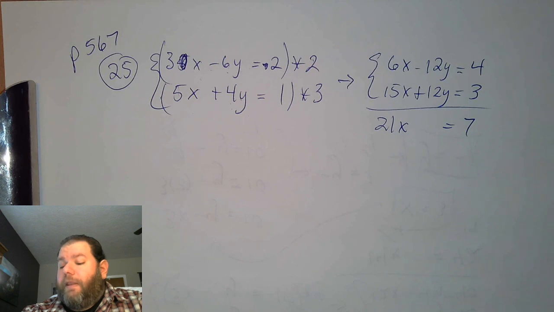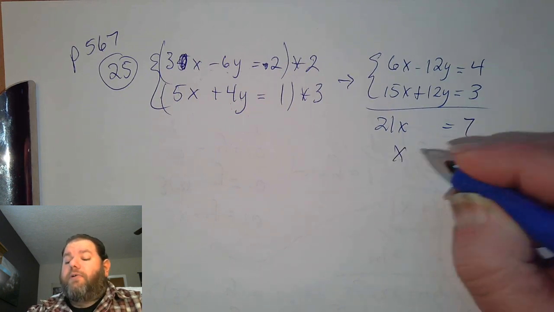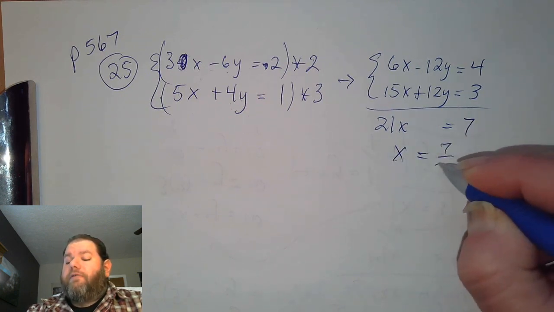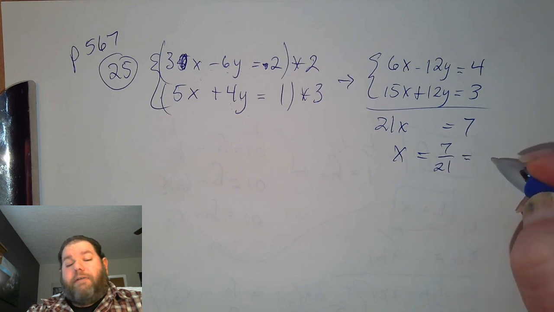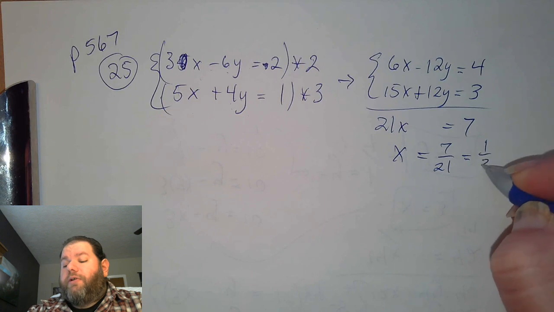Okay. So it turns out x is going to be a fraction, but we can work with it. It's not the end of the world. 7 over 21, that definitely reduces. That'll be 1/3.